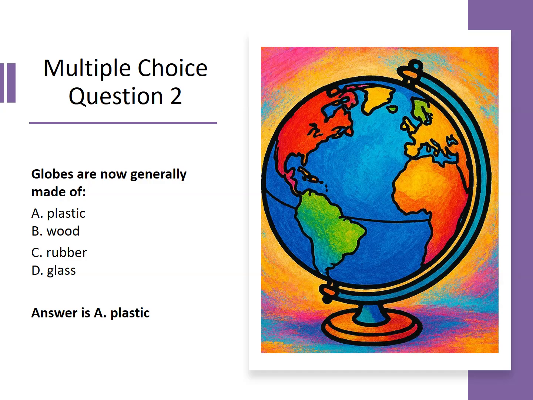Globes are now generally made of option A, plastic. Option B, wood. Option C, rubber. Option D, glass. The correct answer is option A, plastic.